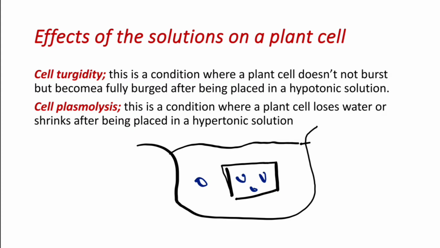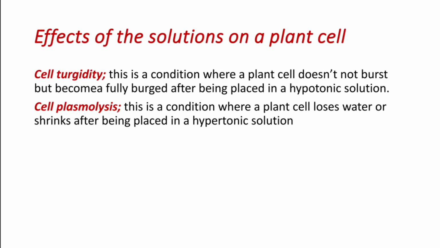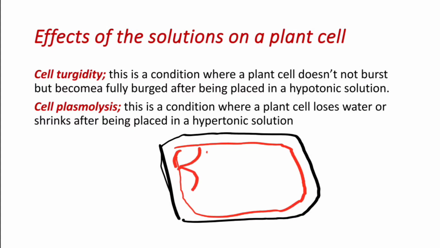Now, the way it will shrink is in a special way. So this is our plant cell, and we know that our plant cell has got 2 layers, right? Let me draw that again. This is our plant cell, and it has got a cell wall and a cell membrane. Now, when we say that this cell shrinks, what happens is the cell membrane would detach from the cell wall and it will look something like this. So it would detach from the cell wall and it will shrink.